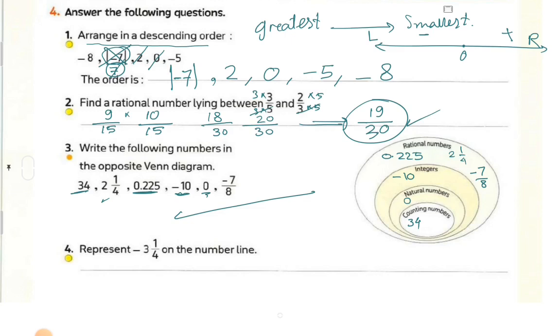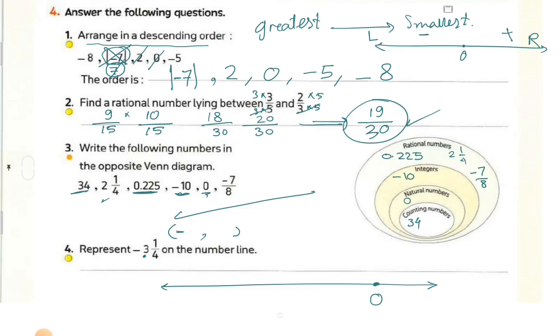Last question. Represent negative 3 and 1/4 on the number line. Okay, it's easy. Just draw a number line, but not that. We have a negative, so I don't need the right or the positive part. Just put 0 here, and focus on the left of 0 because I have a negative rational number. What we have is 3 and 1/4. We have to find the two integers it lies in between.